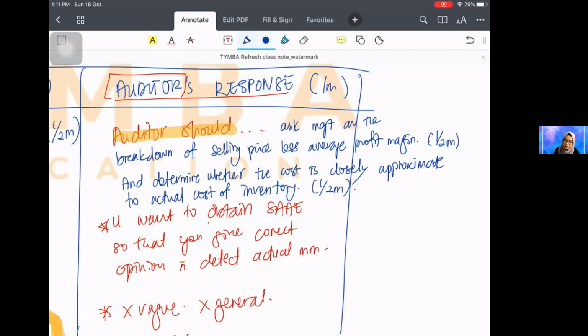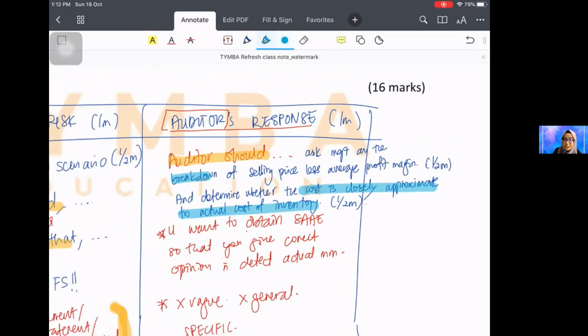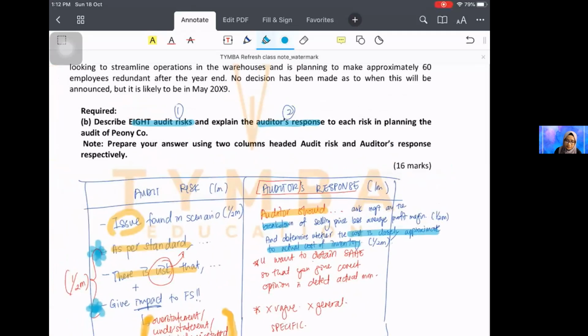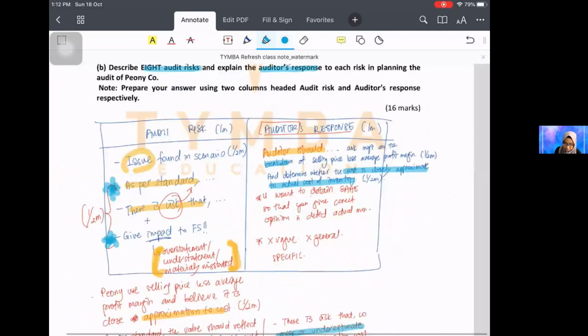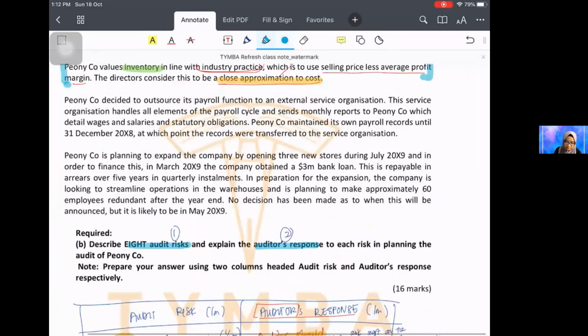Okay, why is it not vague? You mention what you want, the breakdown, and then you mention what you will do on the breakdown that you have obtained. You want to determine whether the cost is closely approximate or not. So you are not giving general answers here. To learn further, you can join my IRC in November. Today is just a refresh class very quickly. I don't think I went quite surface here, it is already quite detailed. Okay, let's move to the last part.